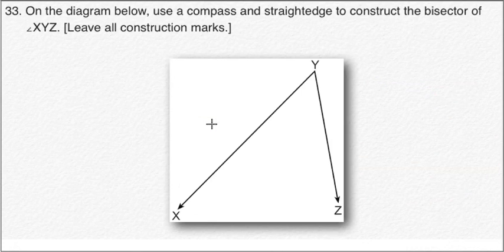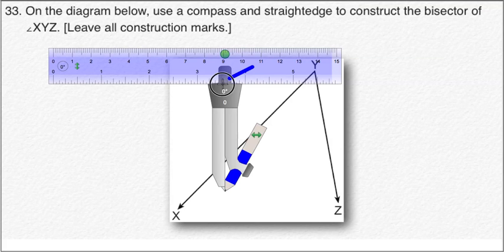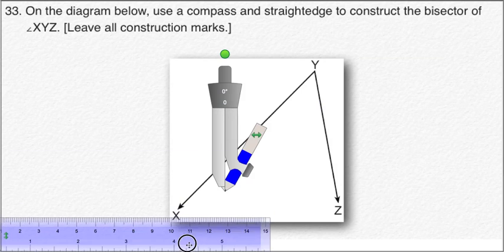All right, let us look at number 33. We want to construct the angle bisector. That means first we want to bring out the compass and a ruler. So here we're going to put the ruler over here.